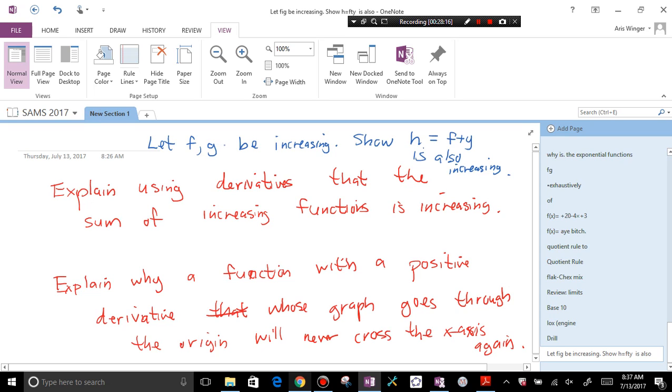All right, F. The last time I put this on the test, it was written in blue. It was the blue formulation of it. Okay, so let's do the blue first. Let F and G be increasing. Show that H, which is the sum of F and G, is also increasing. I'll open the floor. How would you answer this?